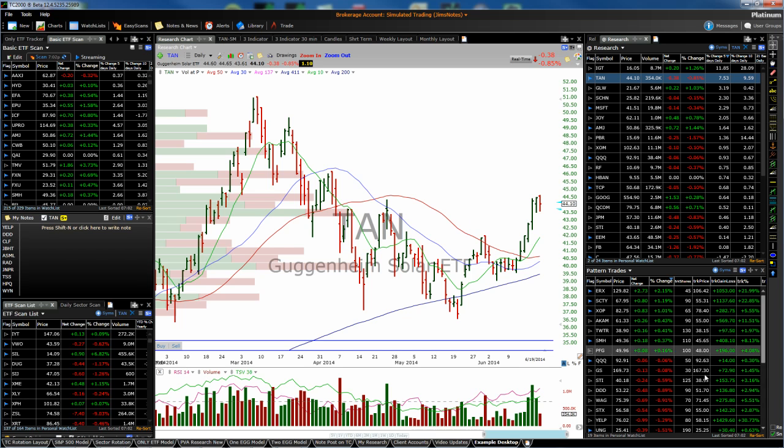So TAN would show up in both lists. It'll show up here and it'll show up down here. And I can manage it relative to the perspective of what I'm looking for. I can write notes to it. In other words, I'm managing each part of this as I go along.